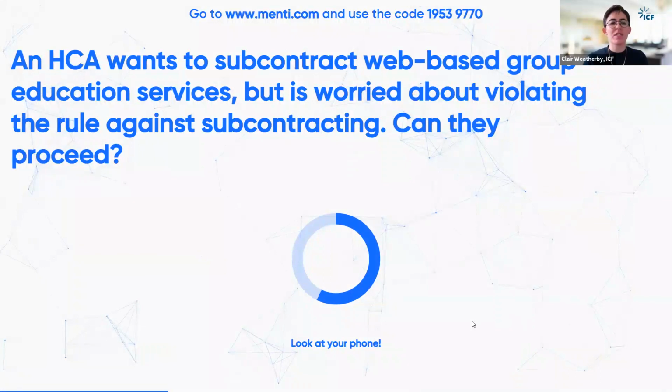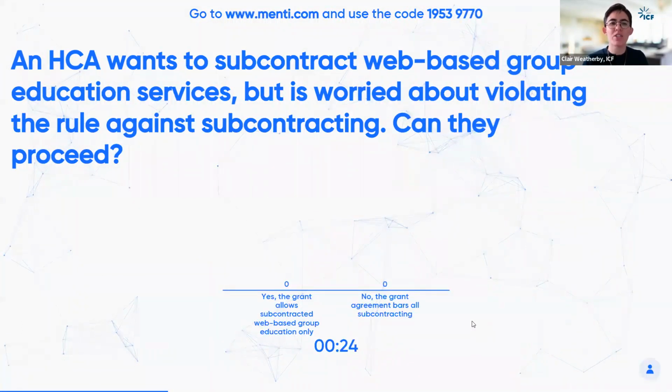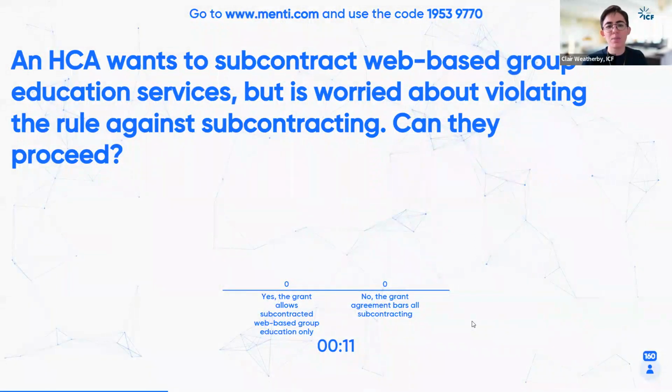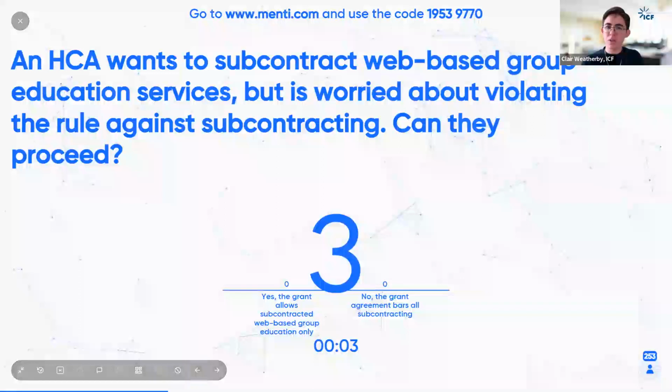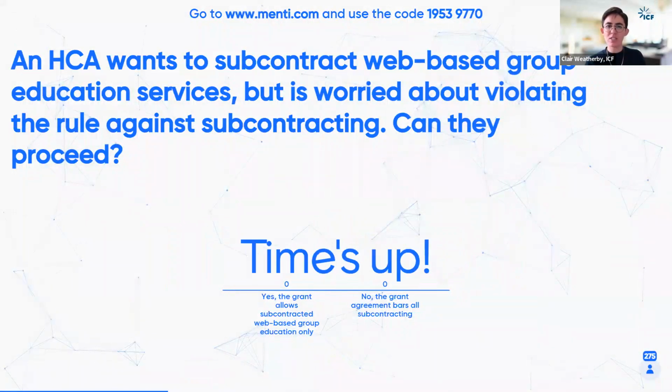Great. Our first question is, an HCA wants to subcontract web-based group education services, but they're worried about violating the rule against subcontracting from the grant agreement. Can they proceed? So your options are, yes, the grant allows subcontracted web-based group education only, or no, the grant agreement bars all subcontracting. So what do you all think? Waiting for your answers.